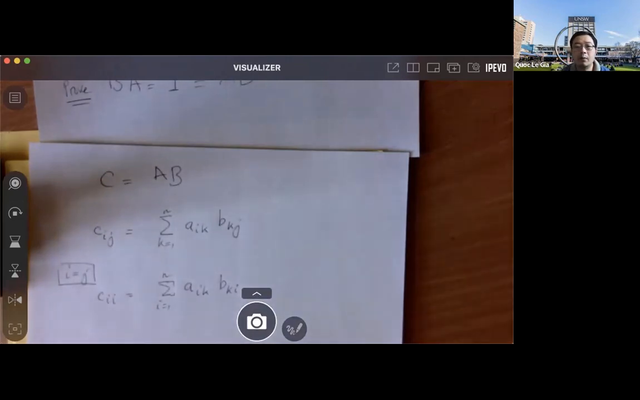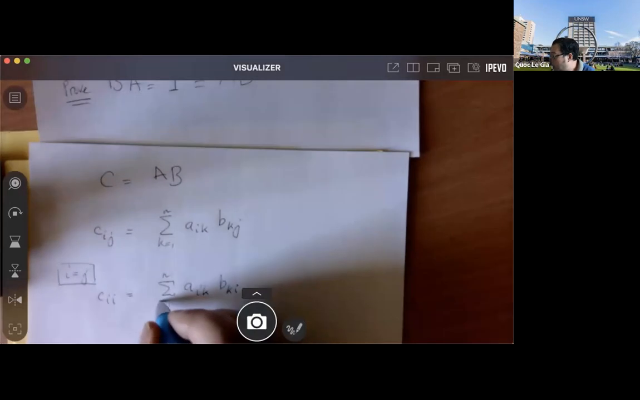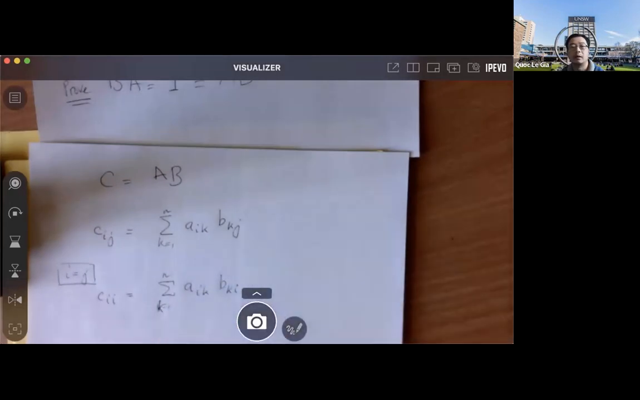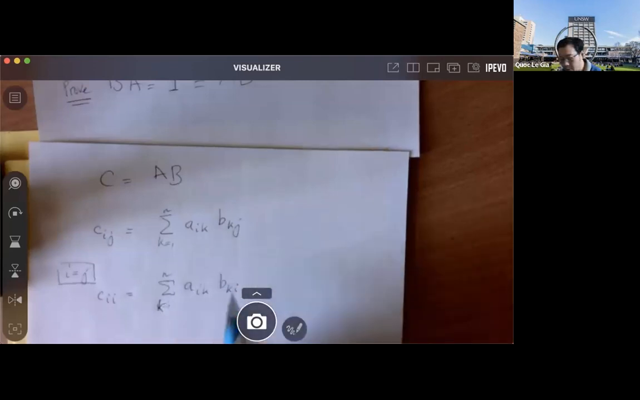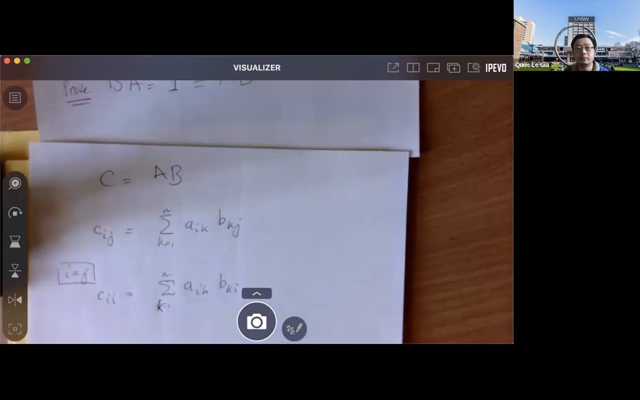K is a dummy variable. Sorry, the index should be k here, not i. K is a dummy variable. I fixed it already. Okay, thank you. So now I have to sum k of Aik times Bki, right?